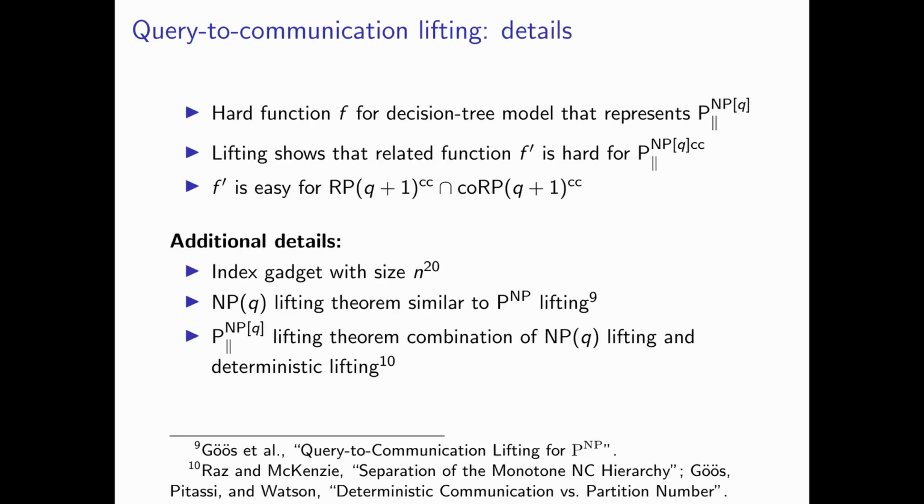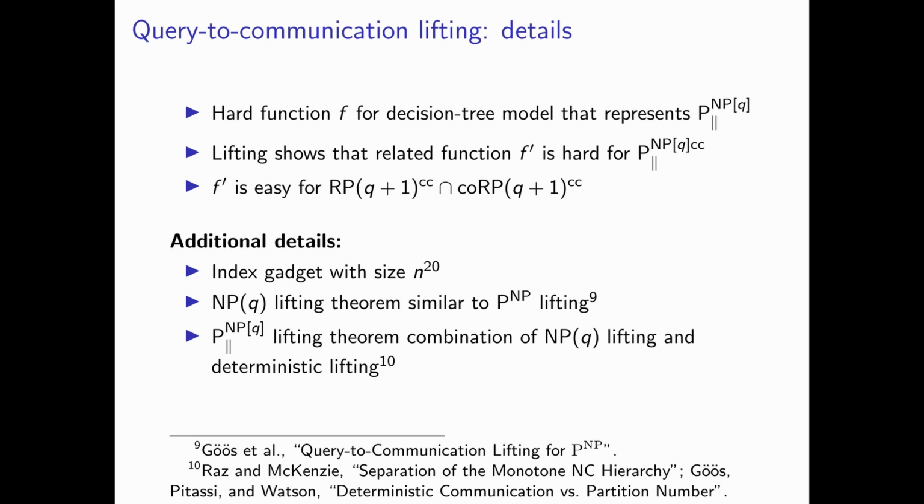We give a partial function that is hard for a model of decision trees that is analogous to P to the NPQ parallel, and show how that gives a related communication partial function that is hard for P to the NPQ parallel itself. We also show that the related function is easy for both RPQ plus 1 and co-RPQ plus 1, which gives the desired separation for both the nondeterministic and randomized hierarchies.